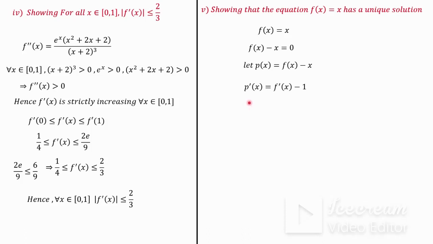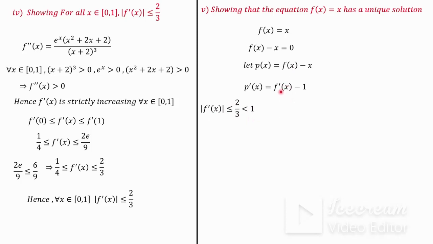Yes, so getting p prime of x, we get p prime of x to be equal to f prime of x minus 1. But we proved previously that the absolute value of f prime of x is less than or equal to 2/3, which is, of course, less than 1, since 2/3 is less than 1, we can therefore write this statement here actually, from which we can therefore conclude that f prime of x is less than 1.